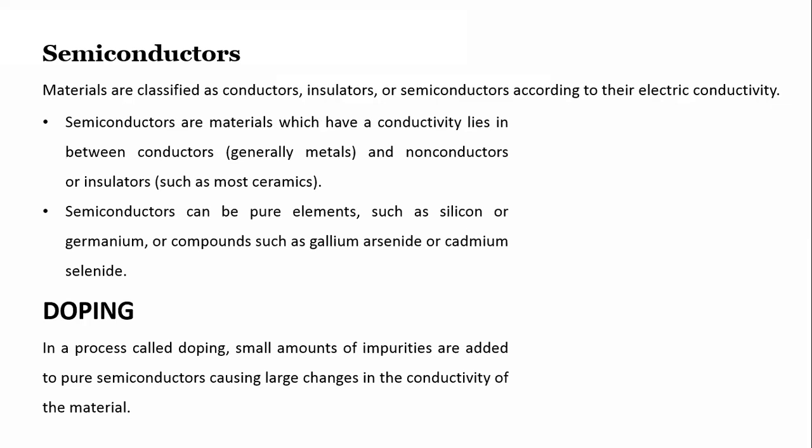Semiconductors are materials which have a conductivity that lies between the conductors, generally metals, and non-conductors or insulators. Semiconductors can be pure elements such as silicon and germanium, or compounds such as gallium arsenide or cadmium selenide.